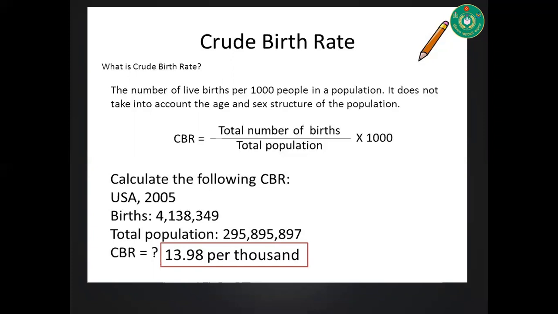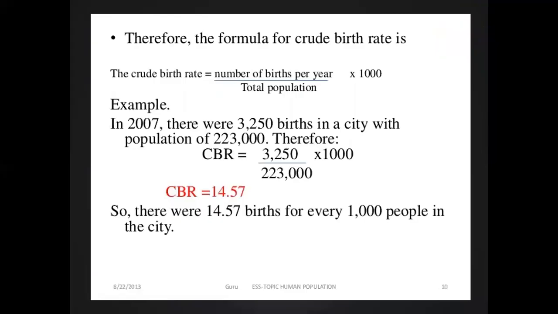Here, given the births and total population, we can easily calculate the crude birth rate. Dear cadets, the formula for crude birth rate is: crude birth rate equals number of births per year divided by total population, times 1,000.